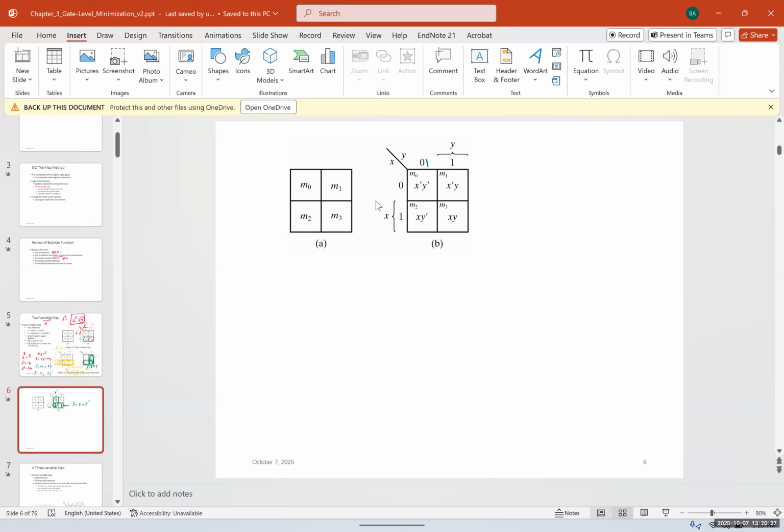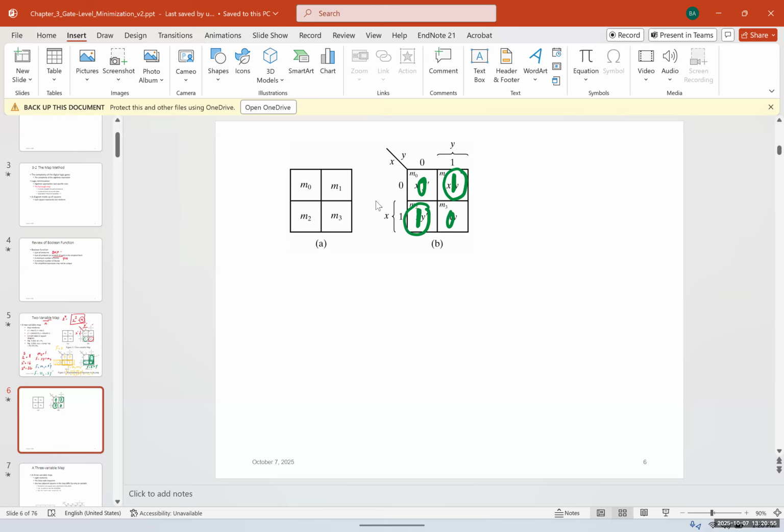Let me give you another example. What if this is 1 and this is 1? This is 0, this is 0. What would the answer be? So this and this cannot be combined. When they are diagonal, you cannot combine them because they don't have any variables in common.